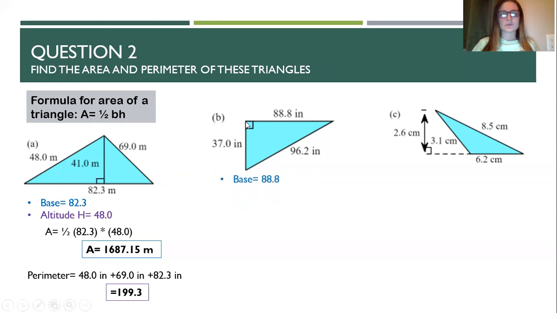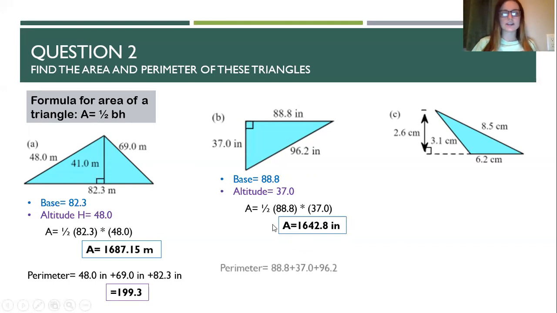So again, we plug in our numbers and we find that our base is 88.8, our height or altitude is 37.0. So 1/2 of 88.8 times 37.0 is 1,642.8. So this is our area. Then for our perimeter, we add all of our sides together. 88.8 plus 37.0 plus 96.2 is equal to 222 inches. Now let's go to C.